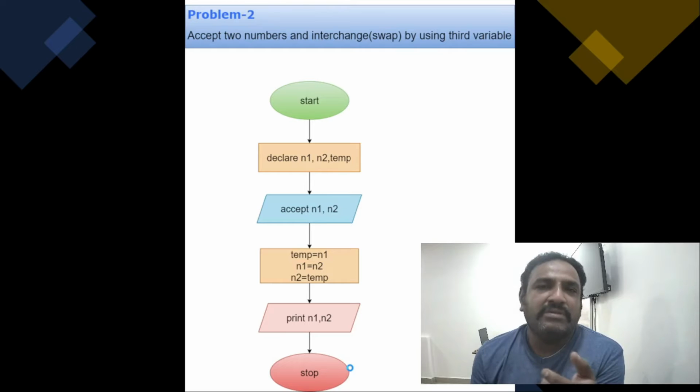Now for number two, the expected value is the first number, and the original first number is available in the temporary variable. That's why the last statement is N2 equal to temp. For example, if I take N1 and N2 values as 10 and 15, because of the first statement the temporary value becomes 10. After that, the second statement N1 equal to N2 makes the N1 value 15. And because of N2 equal to temp, the temporary value 10 is assigned to N2. Finally, we display N1 and N2.